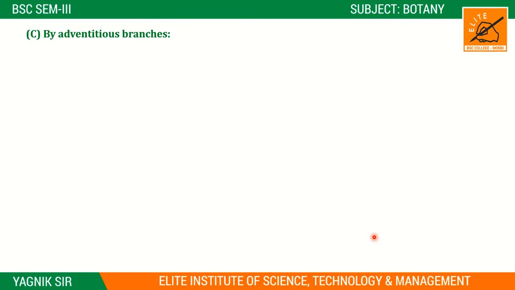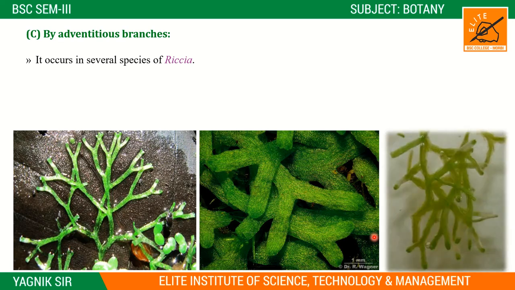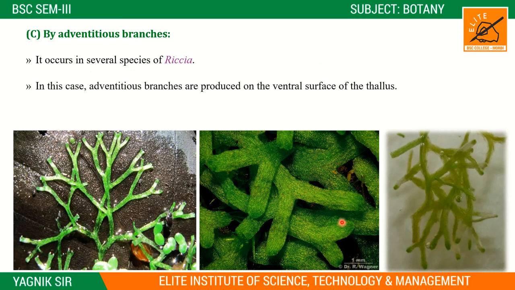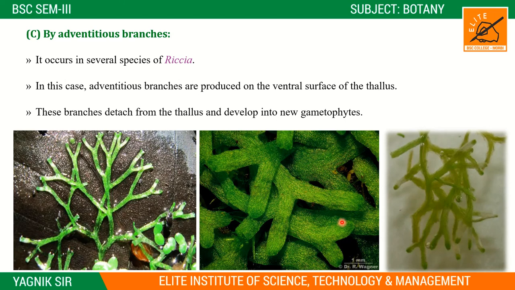Then third method is adventitious branches. It occurs in several species of Riccia like that, right? In this case, adventitious branches are produced on the ventral surface of the thallus. On the ventral surface, branches will develop. And these branches detach from the thallus and develop into a new gametophyte. Gametophyte new, that means a new thallus will grow from it. Because in the bryophytes, the predominant phase is the gametophyte.